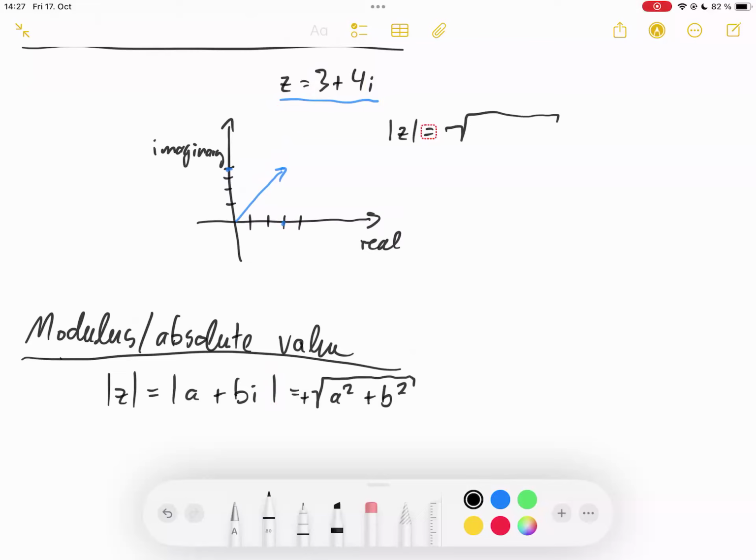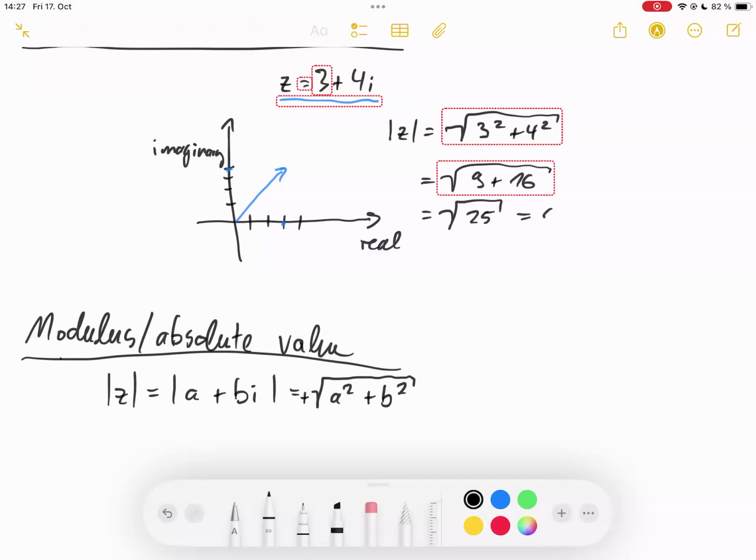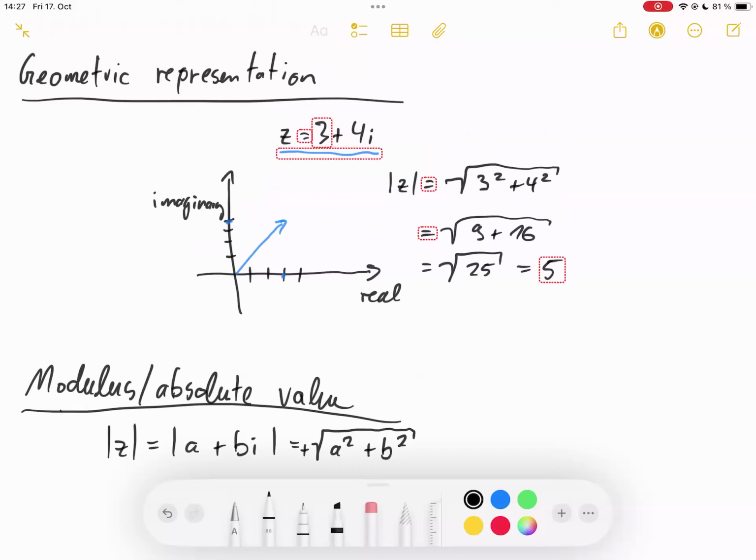So we have 3 squared plus 4 squared, and then we take the square root of that. So it's 9 plus 16, the square root of that. The square root of 25 is 5. So that's the modulus or the absolute value of the complex number, or if you see it as a vector, it's just the length of the vector. So that's why the geometric perspective actually helps a lot.